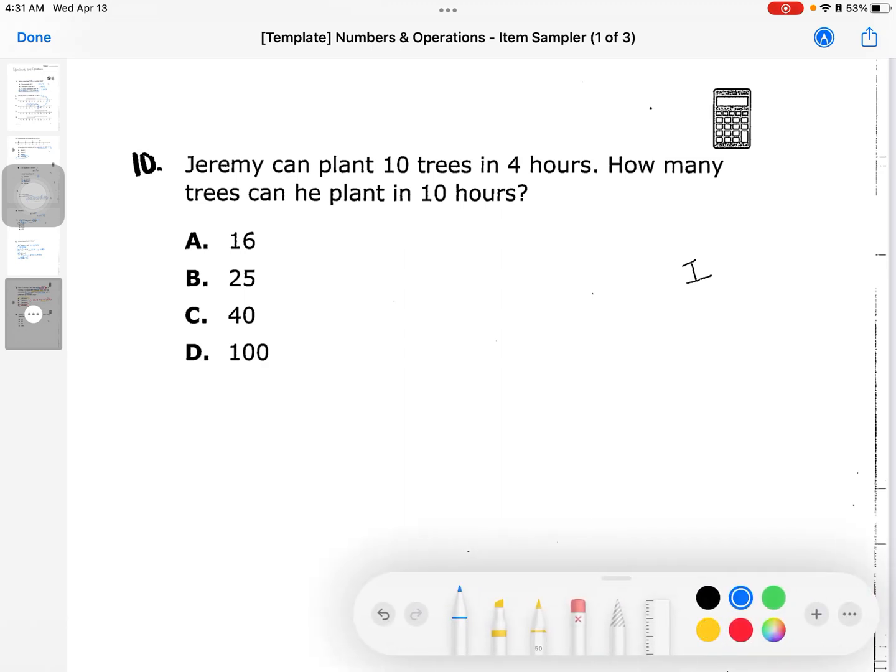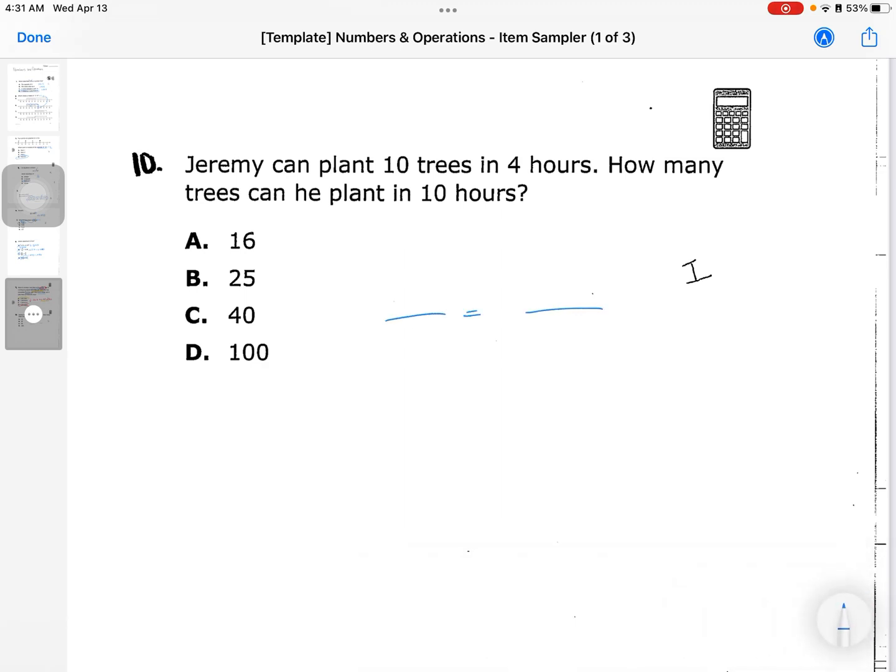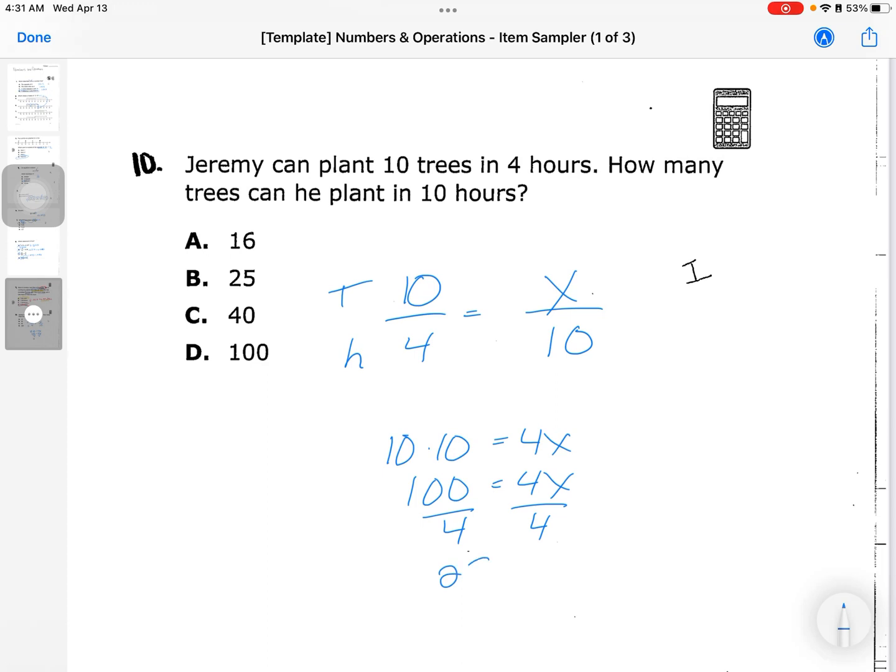To set up that proportion, you should have put the 10 trees to 4 hours. Now, if I have 10 hours, I want to know how many trees can I get. If I use my cross products, I find out that 100 equals 4x, which means if I divide by 4, I should get 25 equals x.